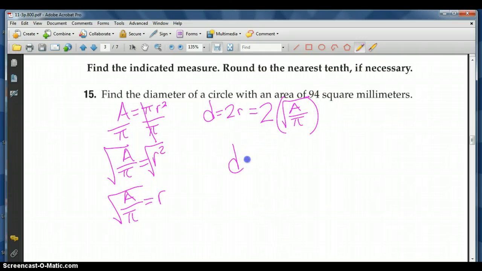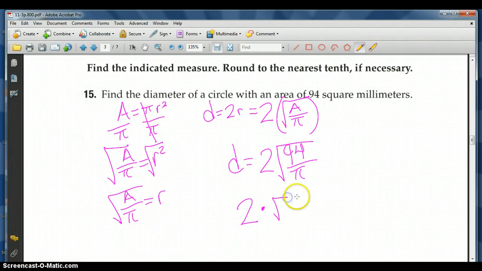So our diameter is equal to 2 times the square root of our area, which is 94, divided by pi. So take with your calculator 2 times the square root of 94 divided by pi. And that rounds to 10.9 millimeters.